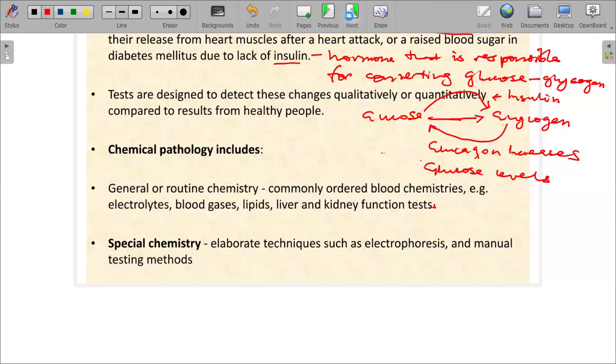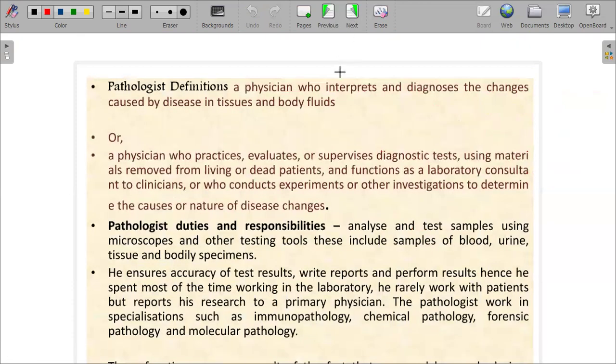And then I would want us to look at the next one, the pathology. Pathologist definition. Define pathologist. A pathologist is a physician who interprets. The pathologist interprets and diagnoses the changes caused by disease in tissues and body fluids. So in regard to that, he is a physician who practices, evaluates or supervises diagnostic tests using materials removed from living or dead patients, and functions as laboratory consultant to clinicians, also conducting experiments or other investigations to determine the causes or nature of disease changes.